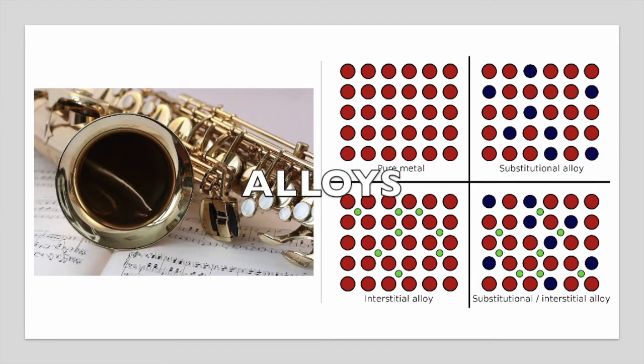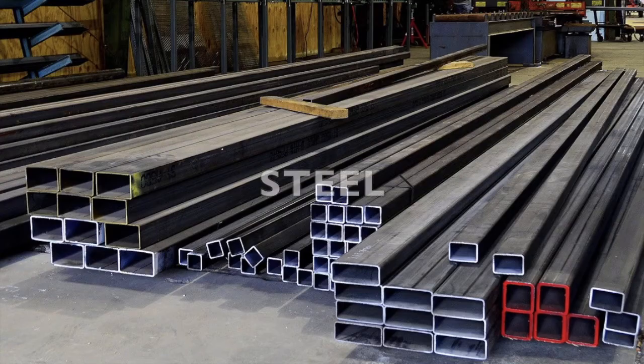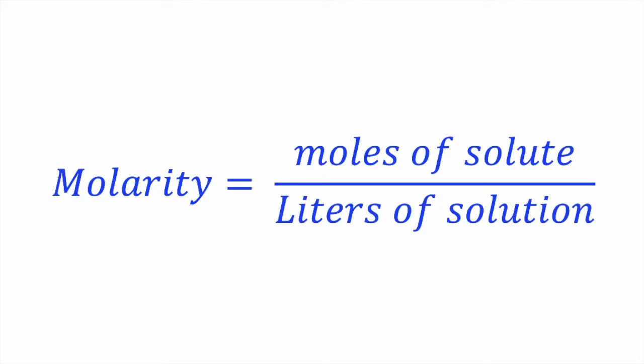Metal alloys are examples of solid solutions. Examples include brass, which is a solution of copper and zinc, bronze, which is a solution of copper and tin, and steel, a solution of iron and carbon. When you're dealing with solutions, especially in the liquid phase, we use molarity to refer to how concentrated a particular solution is. Molarity is defined as the moles of solute per liter of solution.